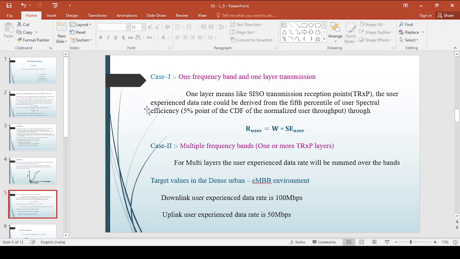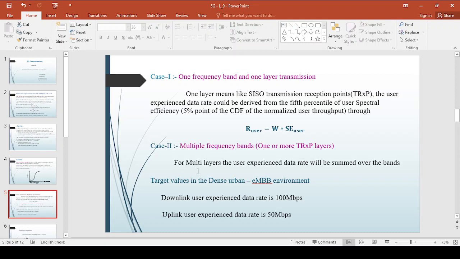Now if you have multiple frequency bands, we will calculate individually and later add all those values. Let us assume you have two bands, more than one band, right? For R1 we calculate W into SE, and for R2 we calculate W into SE, and later we add R1 plus R2. R1 is the user experience data rate for one particular frequency band, and R2 is the user experience data rate for the second frequency band. We calculate individually and at last add those values to get the user experience data rate under multiple frequency bands.